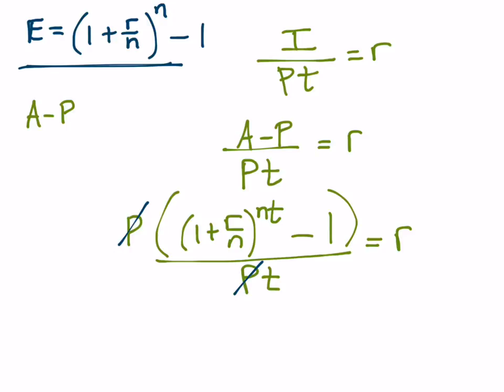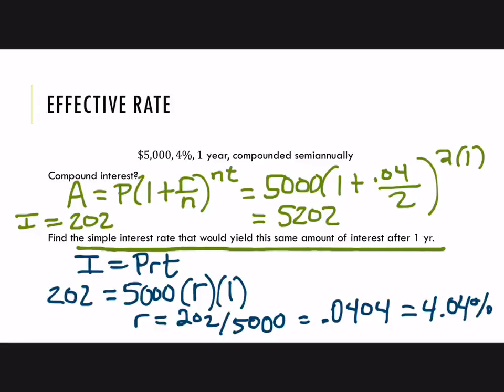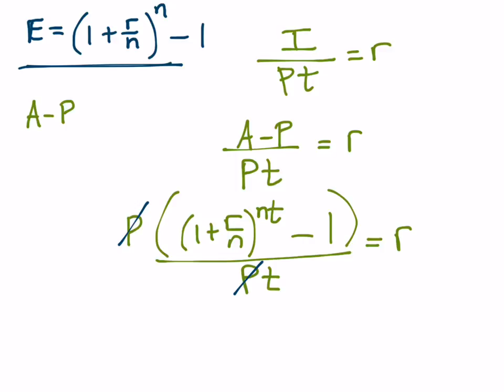All right, another thing in all of these questions when we talked about effective interest rate, if we back up to the definition of what that is, it's the simple interest rate that yields the same amount of interest after 1 year. So effective rate always uses a time period of 1 year. So in this formula, any place I see a t, I can replace that with a 1.